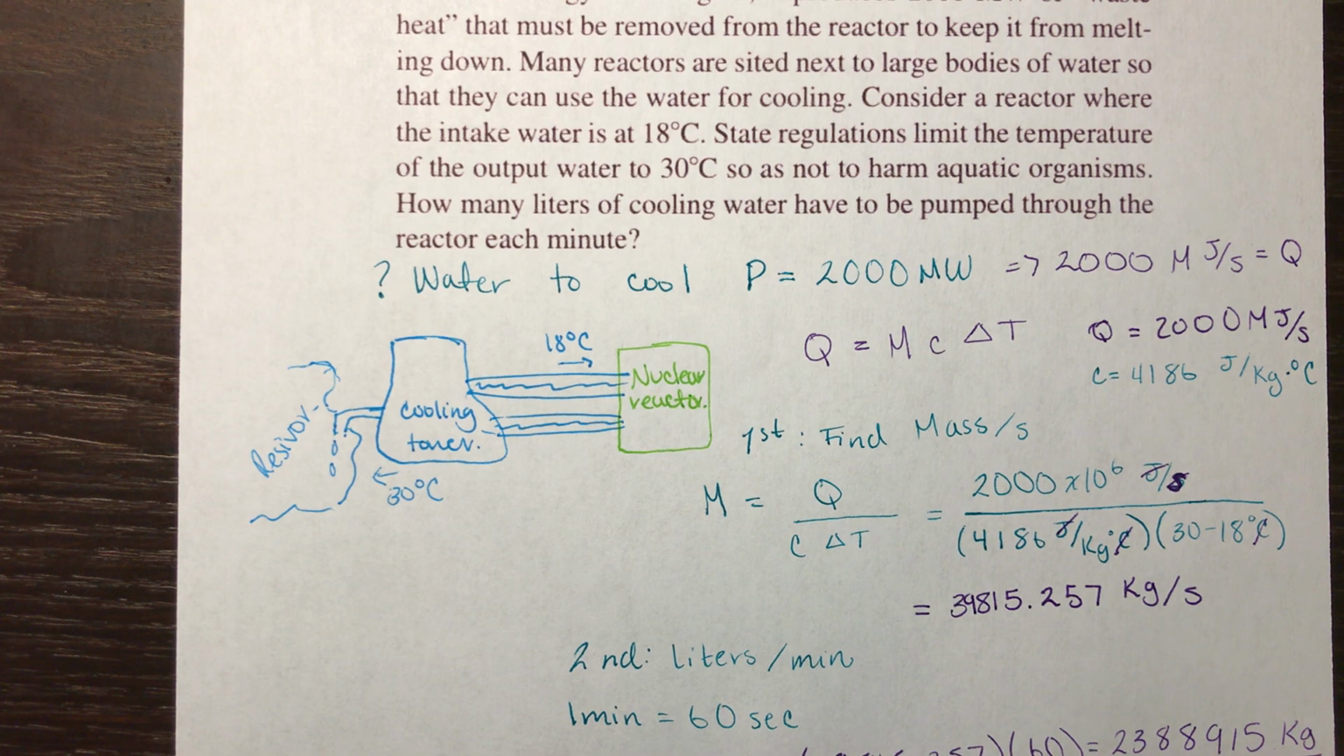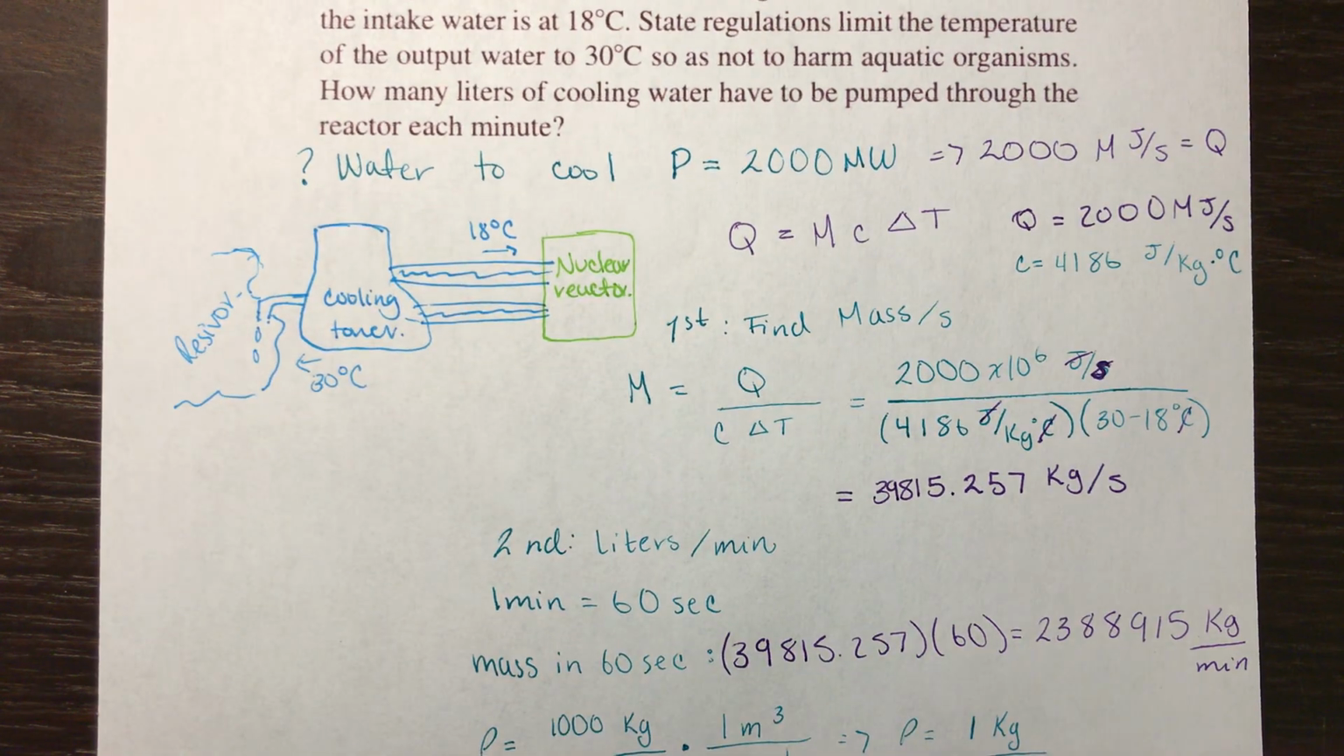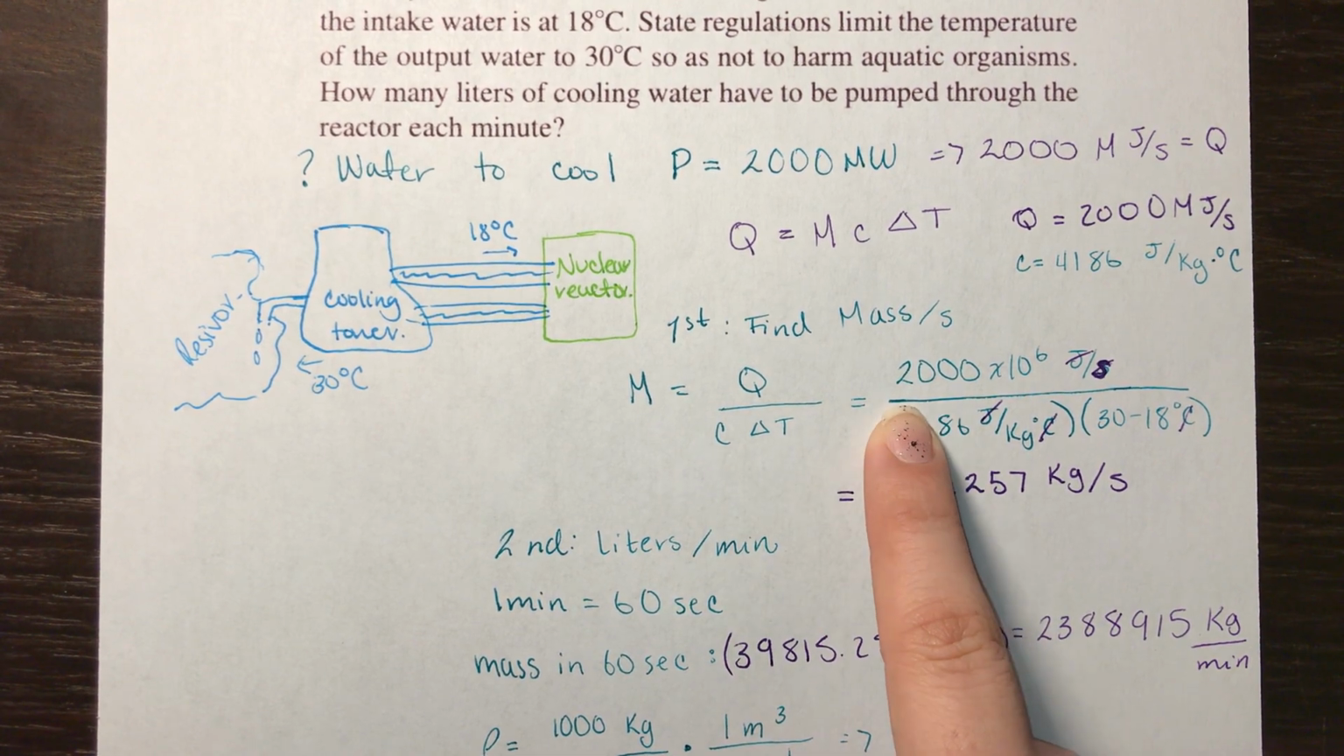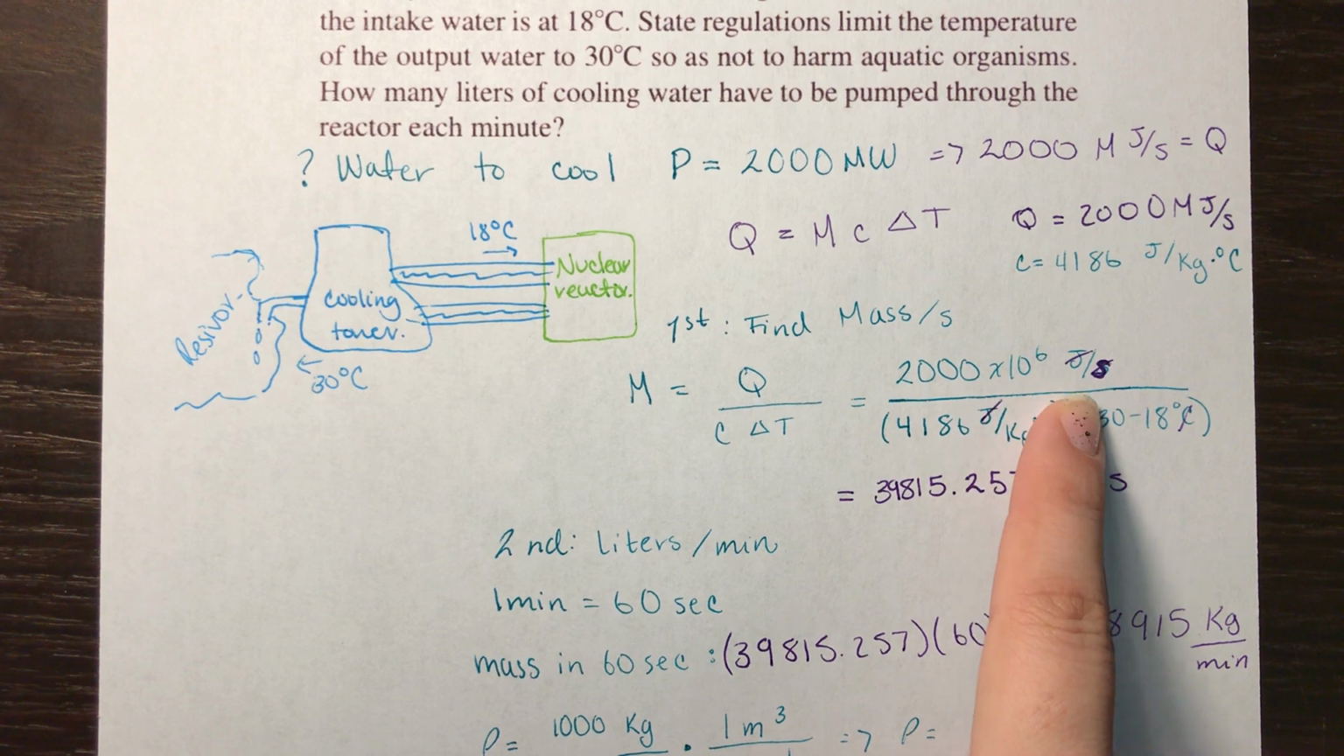The first step to solve this problem would be to find our mass every second, and we are using the formula Q equals mc times delta T, where m is the mass and c is the specific constant for water at a specific temperature, and delta T is our change in temperature. So in this case, m is Q over C delta T. Our Q is 2,000 times 10 to the 6 joules per second, so converting the megajoules.